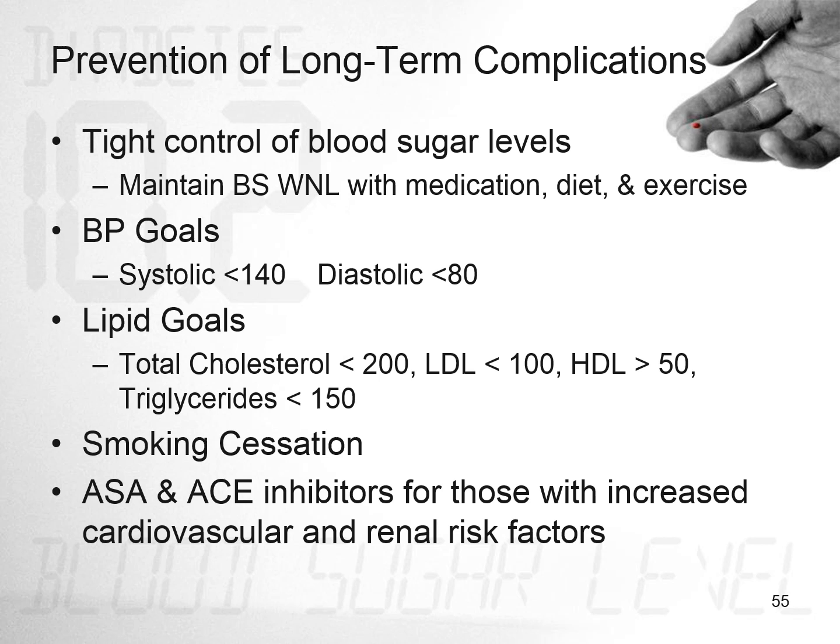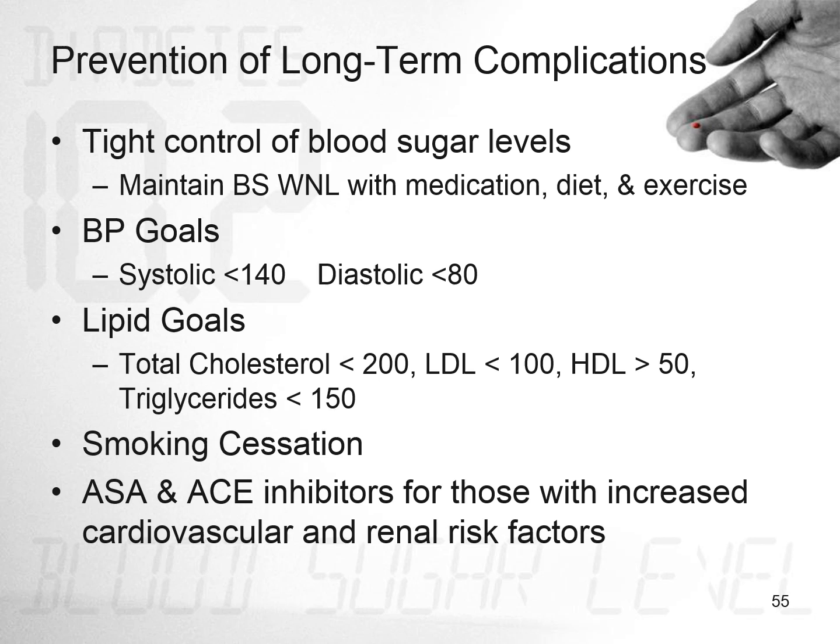So for prevention of long-term complications, we need tight control of blood sugar levels. We want to maintain our blood sugars within normal levels with medications, diet, and exercise. And then blood pressures as well. We need to maintain blood pressures, a systolic of less than 140 and a diastolic less than 80.